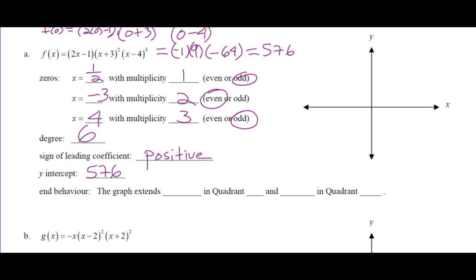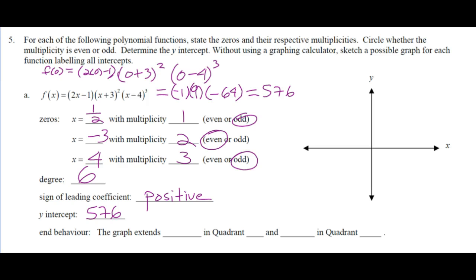End behavior. The graph extends blank in quadrant blank and blank in quadrant blank. So up or down and where, and up or down and where. Positive leading coefficient, even degree. Up in 2. And up in 1. Okay. Just think x squared. There's y equals x squared, right? Think negative x squared. If it's even, just think x squared, negative x squared. If it's odd, just think y equals x, y equals negative x. You'll get your end behaviors.